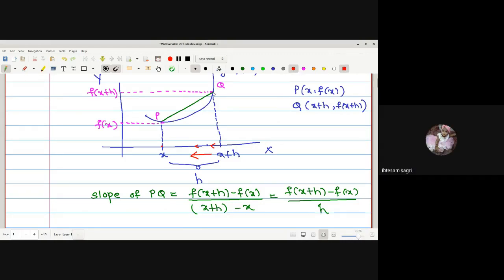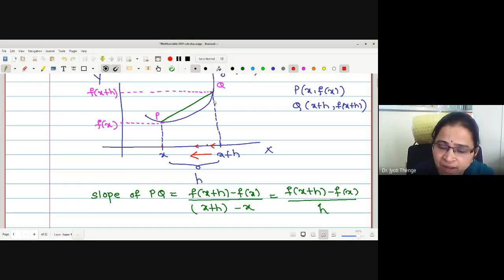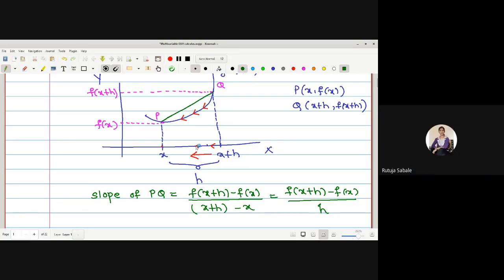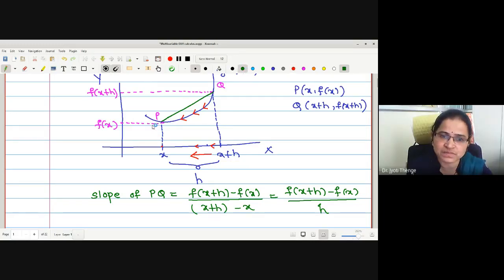They coincide. P and Q will overlap with one another. The point Q will travel along the curve and it will overlap with P. Therefore, instead of this chord, what will be the position of your line now? This now becomes a tangent.